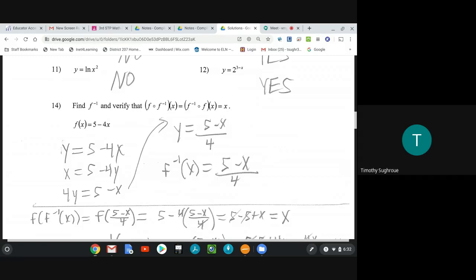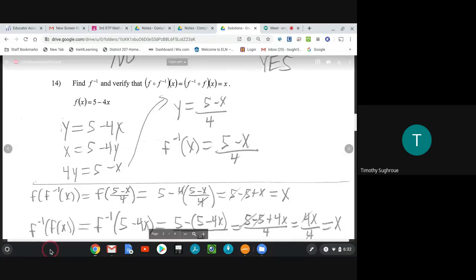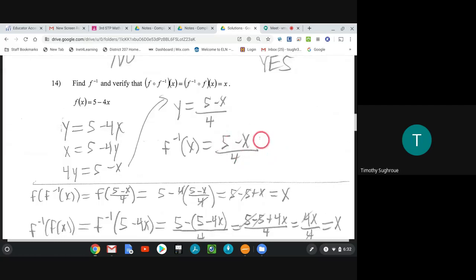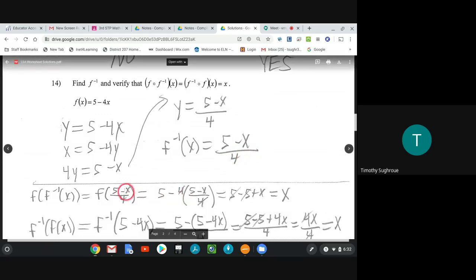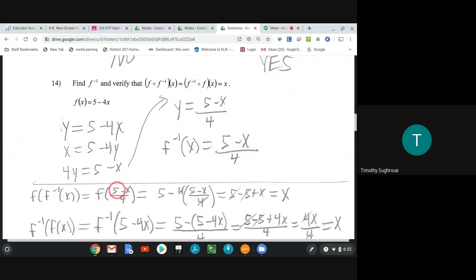But now I have to check my composites. I have to show that f of f negative 1 of x equals x. So I have to take x, plug it into the inverse function. Whatever the output is from the inverse function becomes my input into the f function. Remember, we already know the answer is going to be x. We're just verifying that indeed we do get x. So the process here is more important than the answer.